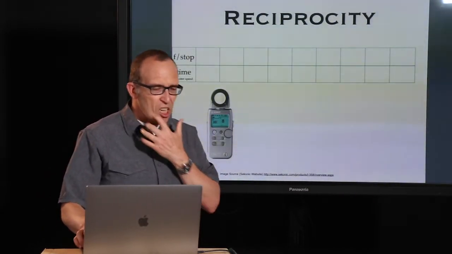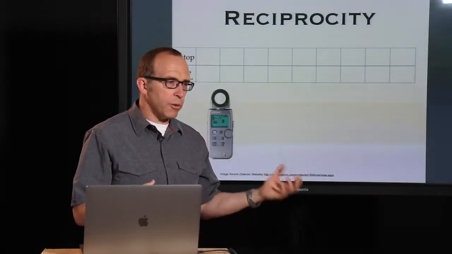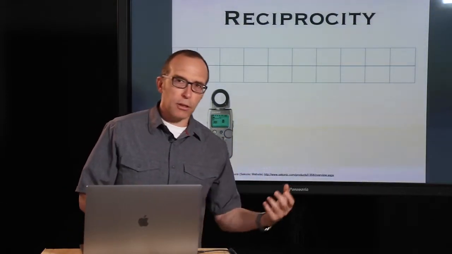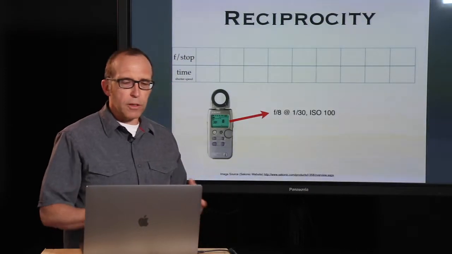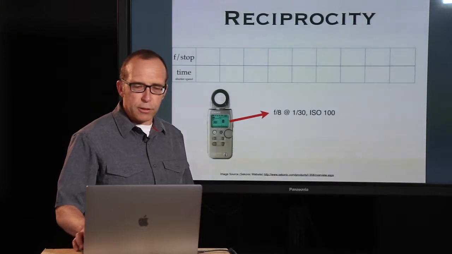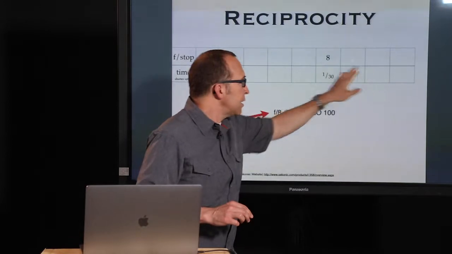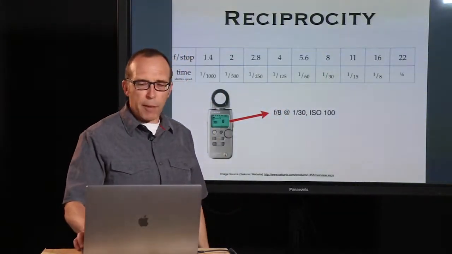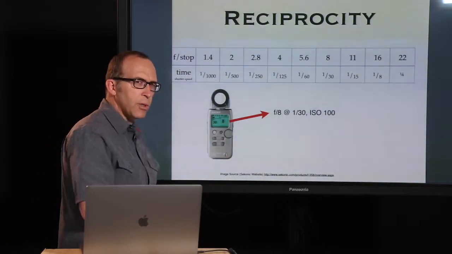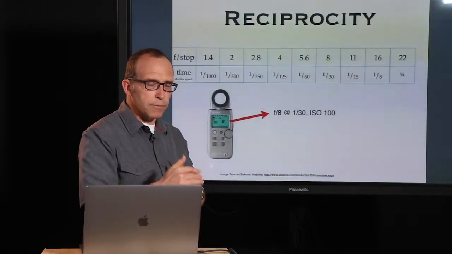So let's say we go to a different location. Maybe we've moved from outdoors to indoors, or we went from the sun to the shade, and we take another light meter reading. So now the numbers are different. We have f8 at 1/30th, ISO 100. Okay, so we punch that into our table. And again, I fill in the blanks again with all the other apertures and shutter speeds. So for this location, we have a whole different set of combinations that will work.